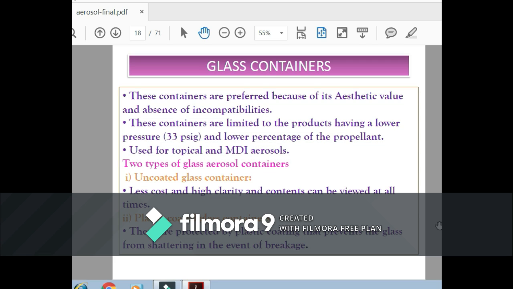And plastic coated glass container means the glass container is previously coated with a thin plastic layer, to avoid any kind of interaction with your drug, as well as to give extra protection to your aerosol container, so it may reduce the chances of breakage of your container. So these are the two types of glass container.